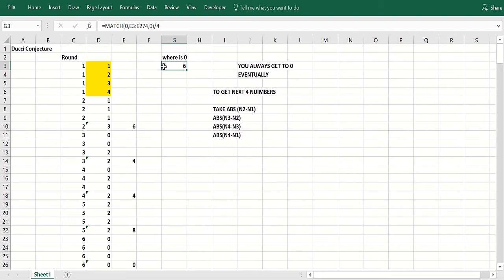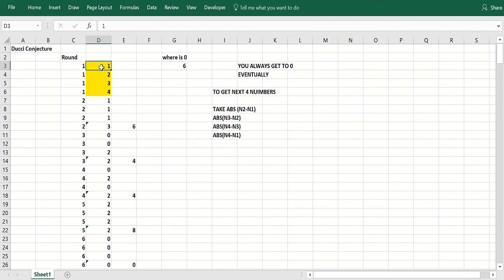And so what I did is I matched 0 in column E starting at row 3. And basically I divided the row number where we find the 0 by 4. So for example, this is the 24th row, 3 to 26. This is the 24th row divided by 4, you get 6. And the 6th sequence of four numbers gave us the 0. And so we can see that the Ducci conjecture did work.